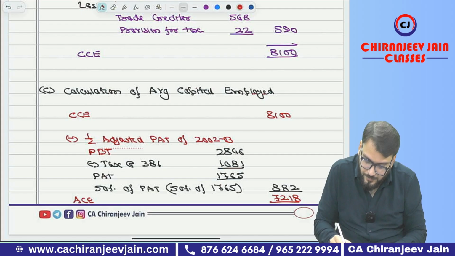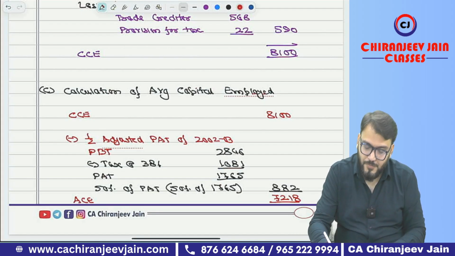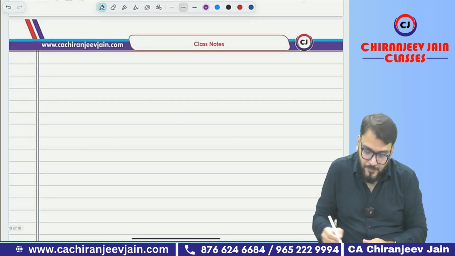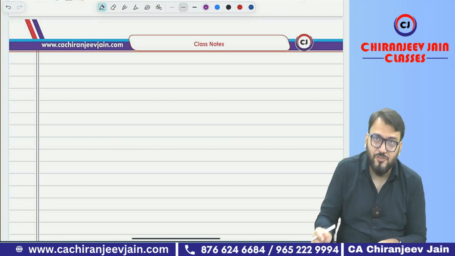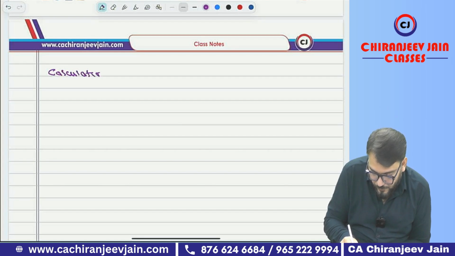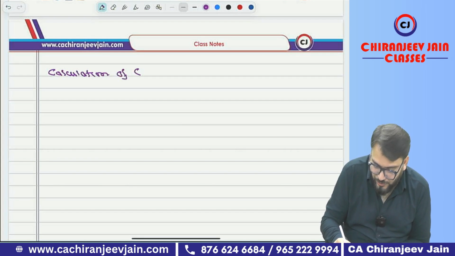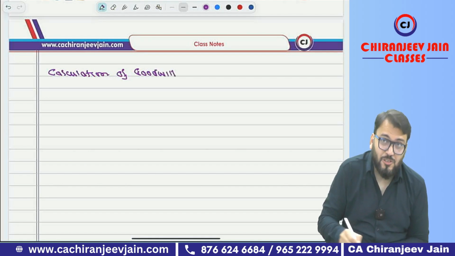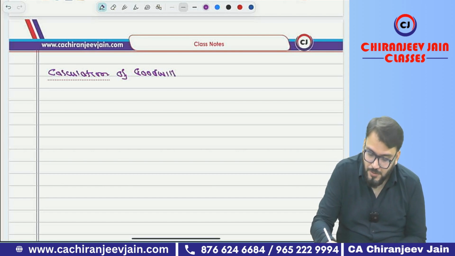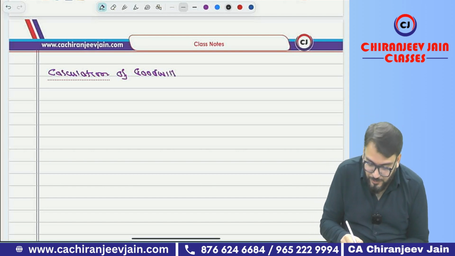Super easy. Now we can find out point number D, means valuation of goodwill. So now we'll do the calculation of goodwill, which is our main solution. So whatever we have done above, that was actually working note. You can just write working note number A, B, C. Okay. Correct. So first we write FMP.